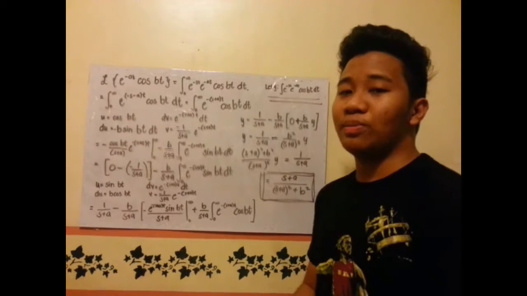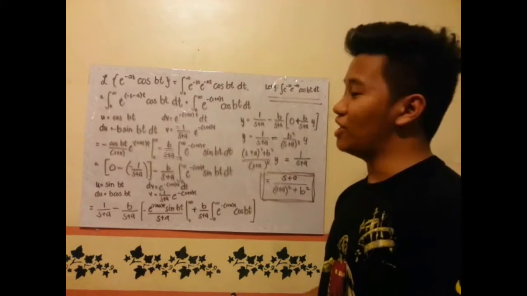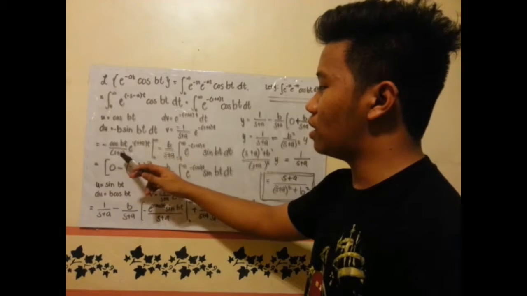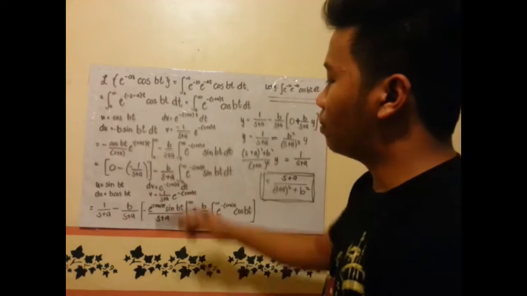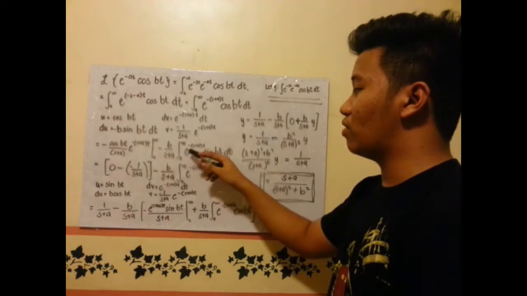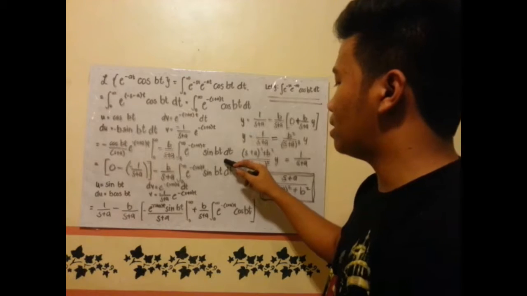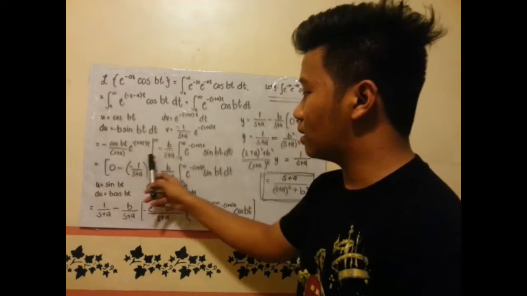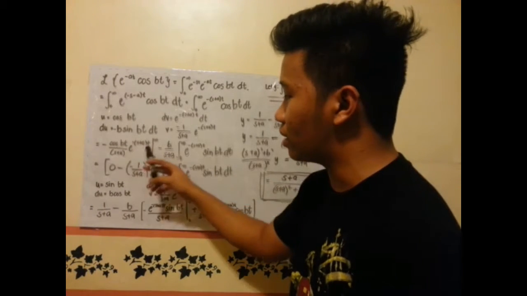By plugging in the designated values in the formula of integration by parts, which is uv minus the integral of v du, we get negative cosine bt over s plus a multiplied by e raised to negative parenthesis s plus a t, from 0 to infinity, minus b over s plus a times the integral of e raised to negative parenthesis s plus a t sine bt dt. Now we're going to evaluate the limits in this equation.